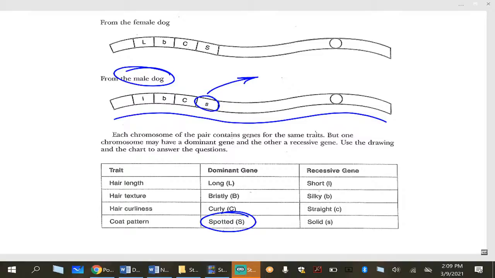But Derek's right. This dog has another chromosome. Unfortunately, you don't know what's in this spot. It could be a big S. If it's a dominant S, then obviously this male would be spotted. But what if it's a lowercase s? Then this dog will definitely be solid. But you don't know what's here. So the answer to number 3 is, I don't know. I need more information. It may be yes, it may be no. It could be, just like Derek said.